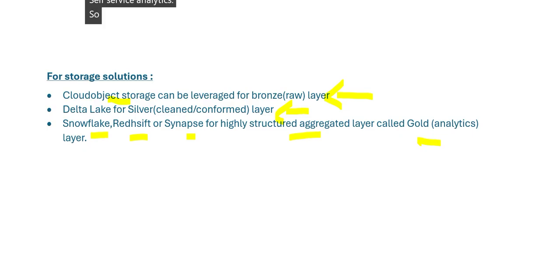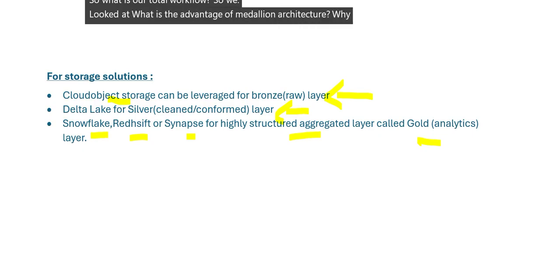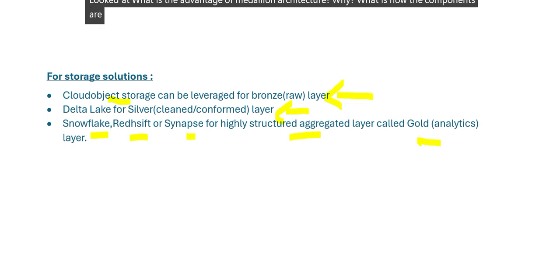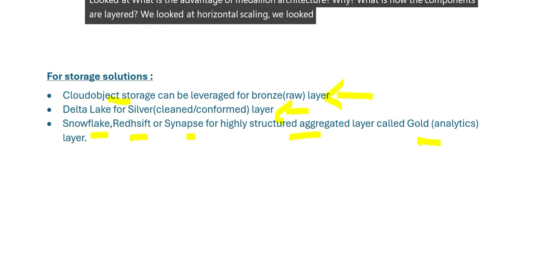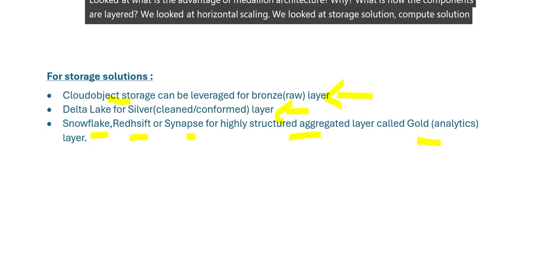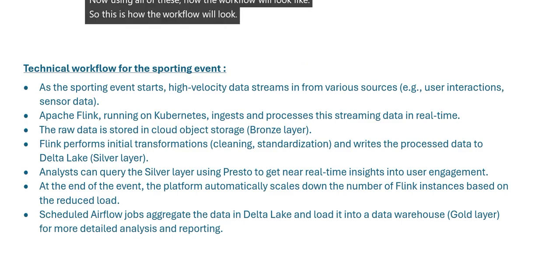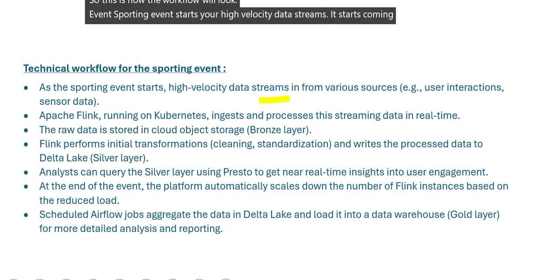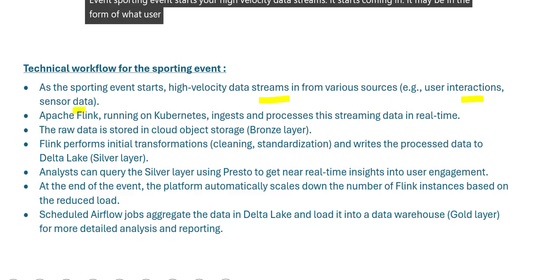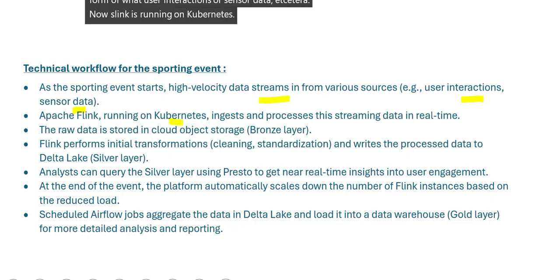So, what is our total workflow? We looked at what is the advantage of Medallion architecture, and how the components are layered. We looked at horizontal scaling. We looked at storage solution, compute solution. Now, using all of this, how will the workflow look? So this is how the workflow will look. Sporting event starts. Your high velocity data streams start coming in. It may be in the form of user interactions or sensor data and so on. Now Flink is running on Kubernetes and it starts ingesting and processing this data stream.